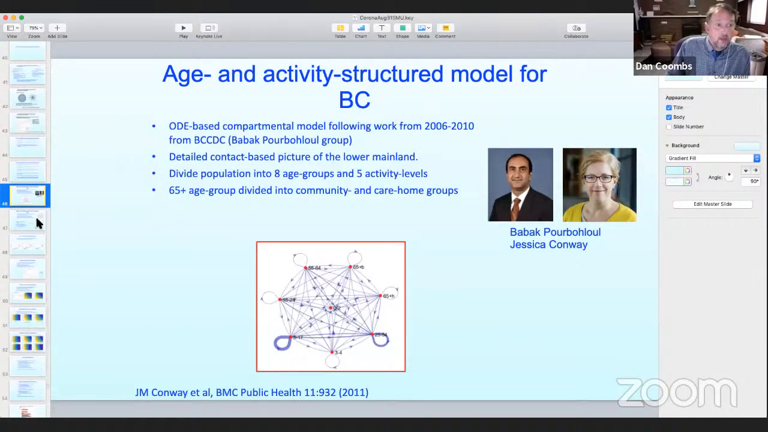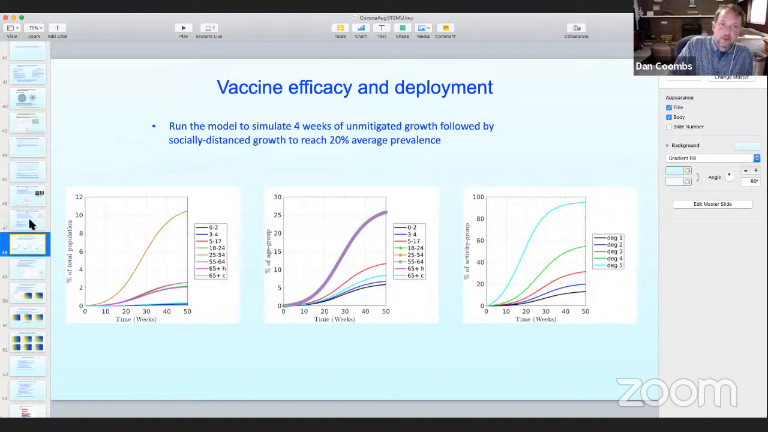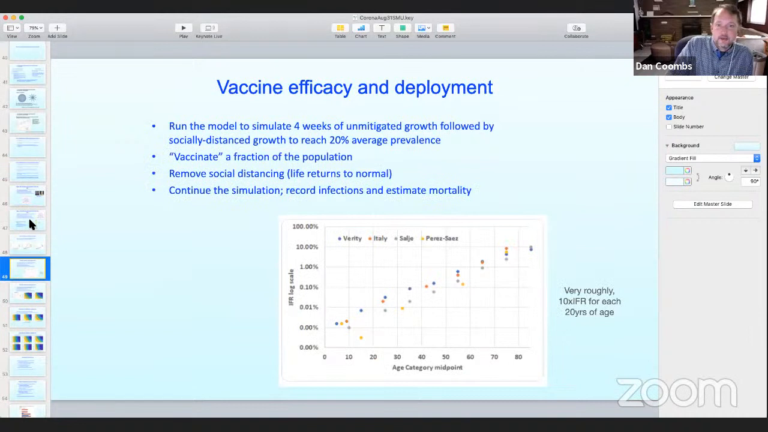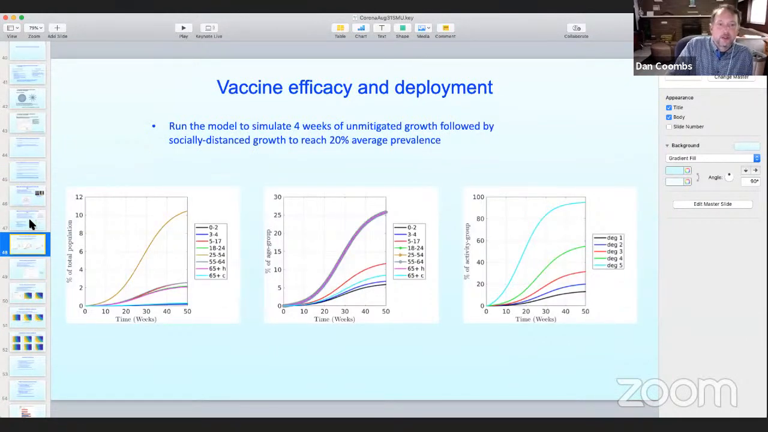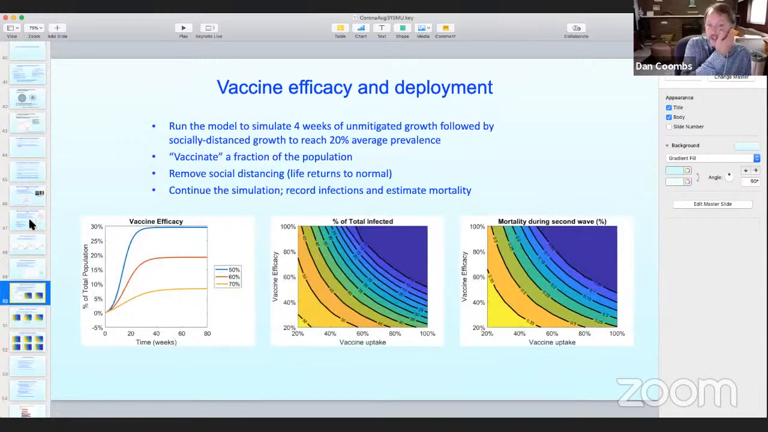One thing I wanted to show in just about 4 or 5 slides, but this is the bit that's going to get cut off, is the vaccination efficacy and deployment. And the highlight here is essentially we used this model. We simulated an early epidemic, then we stop things and say, okay, we're going to vaccinate, and then we're going to see what happens, and we generate contour plots as a function of vaccine uptake and vaccine efficacy. And they're not very surprising.